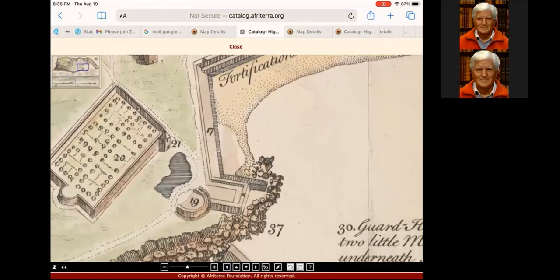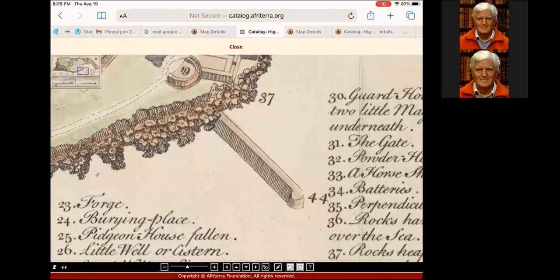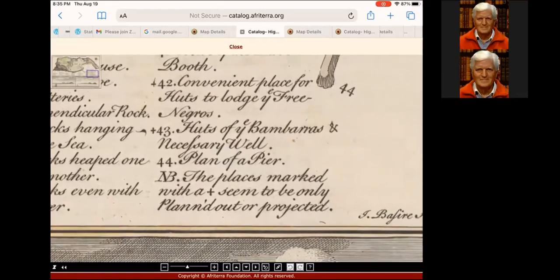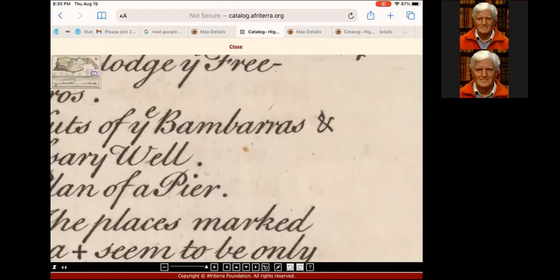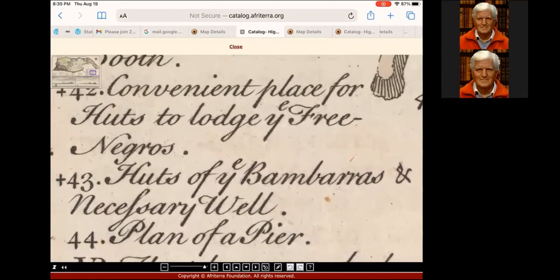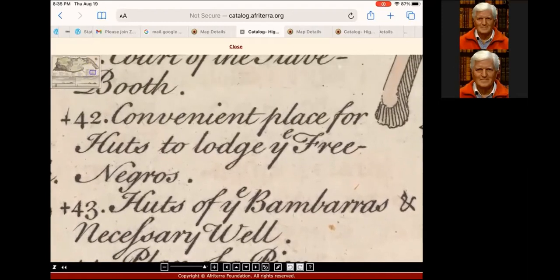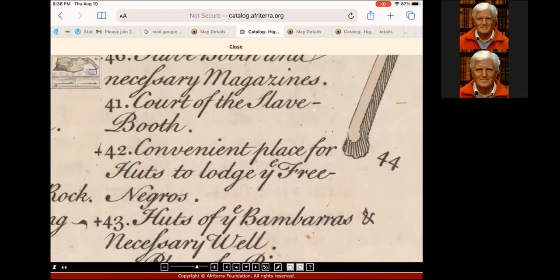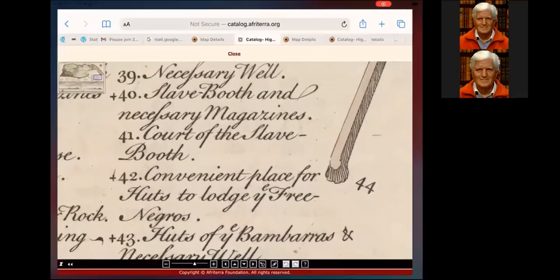Let's look now at the annotations for 42 and 43. Here they are. 42. Convenient place for huts to lodge ye free Negroes. 43. Huts of ye Bambaras. Now, what are the distinctions of those on the island between the Bambaras and the free Negroes? Very interesting that it should be outlined in a map like this, and something that should be studied in detail, along with the date that this takes place.